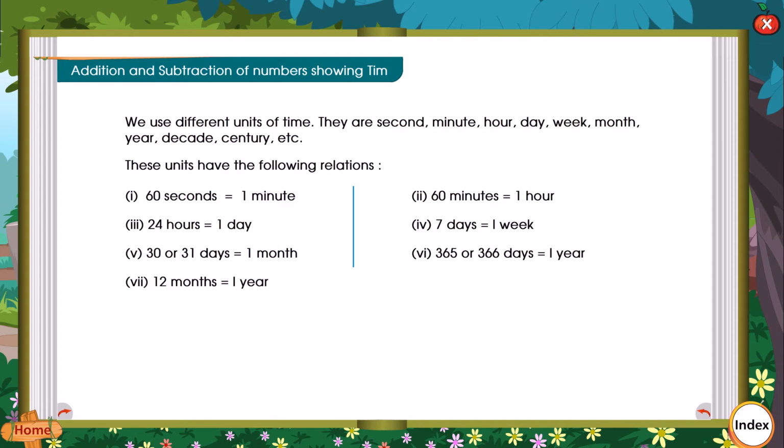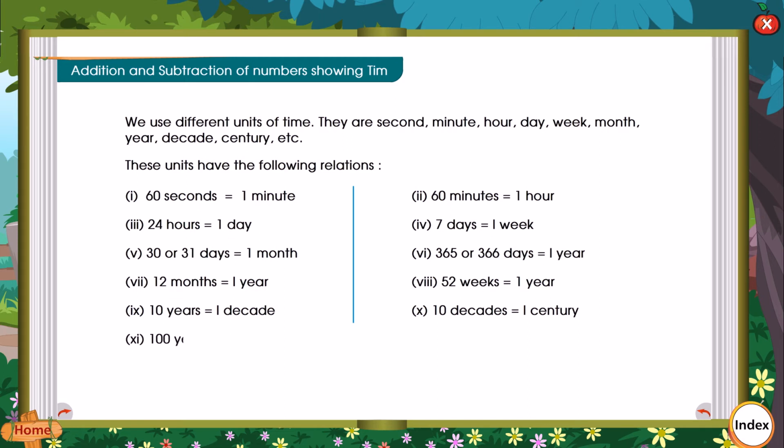8. 52 weeks is equal to 1 year. 9. 10 years is equal to 1 decade. 10. 10 decades is equal to 1 century. 11. 100 years is equal to 1 century. 12. 1000 years is equal to 1 millennium.